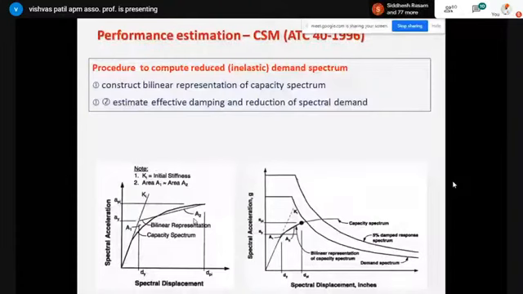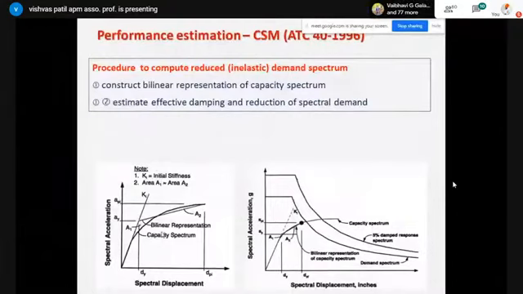This capacity curve is converted into two segments, what is called a bilinear representation. There is a method for the bilinear representation. Actually it is an iterative procedure, but in the software it is inbuilt, so the user need not do the calculation. This is a capacity curve and this is a bilinear curve. Why is it required? To calculate the effective damping.